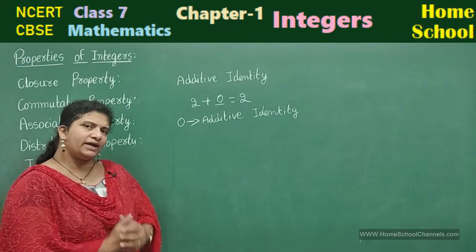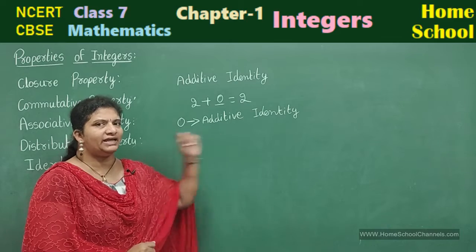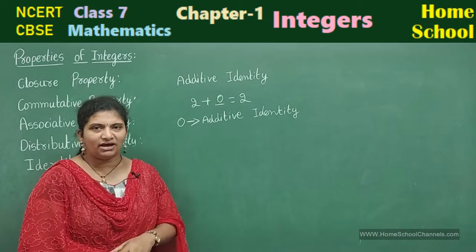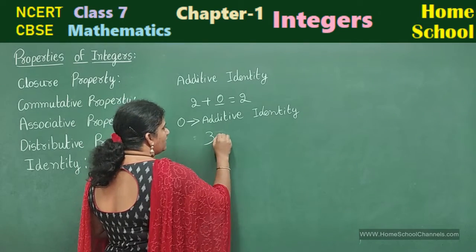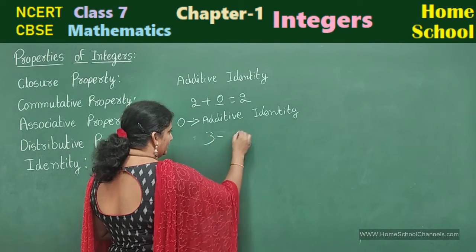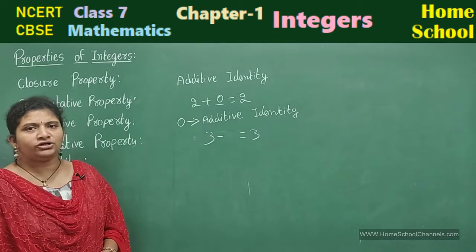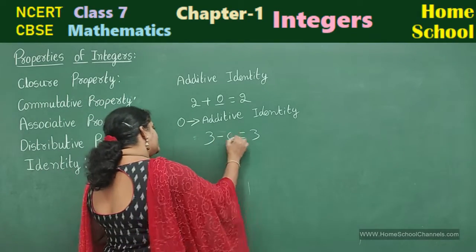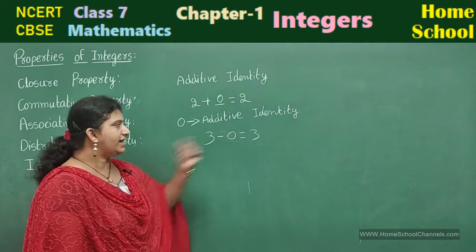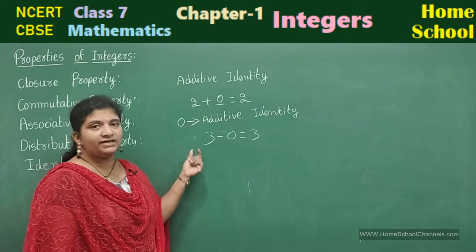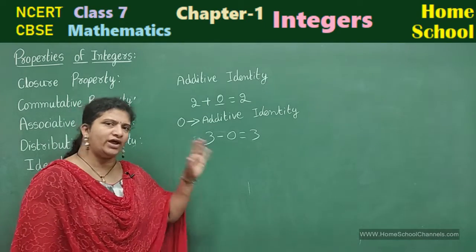Then, what is the subtractive identity? Subtraction: if you subtract a number, you get the same answer. Let me take the integer 3. If you subtract something, you should get the same answer, 3. Again, what are you going to subtract? The same 0. If I subtract 0, I get the same answer. So I can say 0 is also a subtractive identity. But we may not use that, no need of writing it.